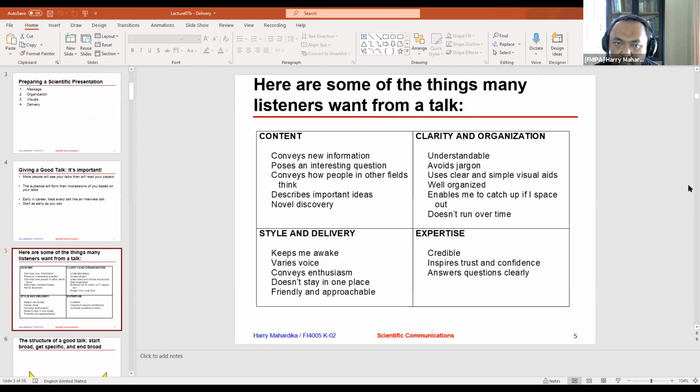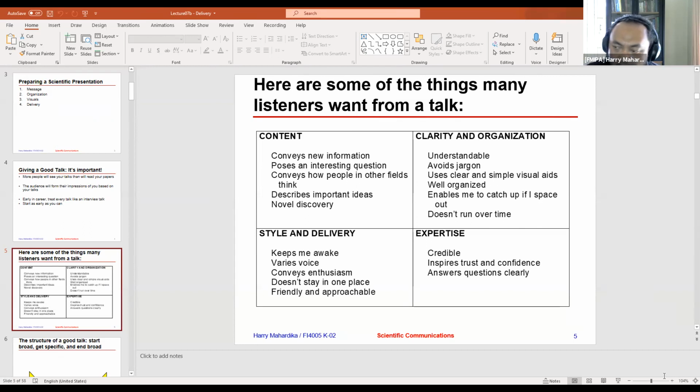Okay, so here are some things that many listeners want from a talk. First is the content, obviously. And then they want clarity in organization from the speaker, because two speakers may talk about, for example, the photoelectric effect, but the one who gives better organization or better segmentation of the important things will be remembered clearly by the viewers.